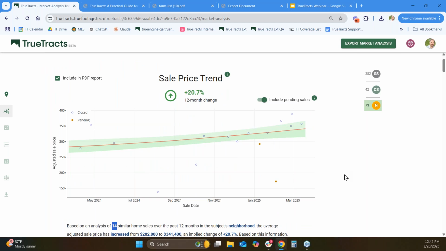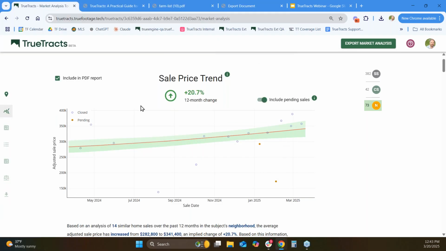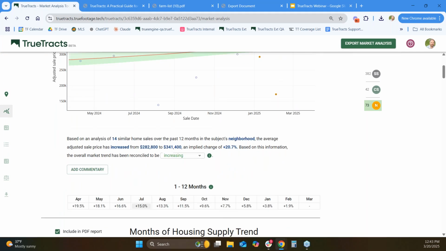But look what it's telling us. It doesn't have enough data. It thinks the market's up 20.7%. And that's just because it doesn't have enough data. It's only got 4 sales over a 6-month period back here. And this is where appraisers get stuck, and they end up putting this in their report, and they make these huge time adjustments.